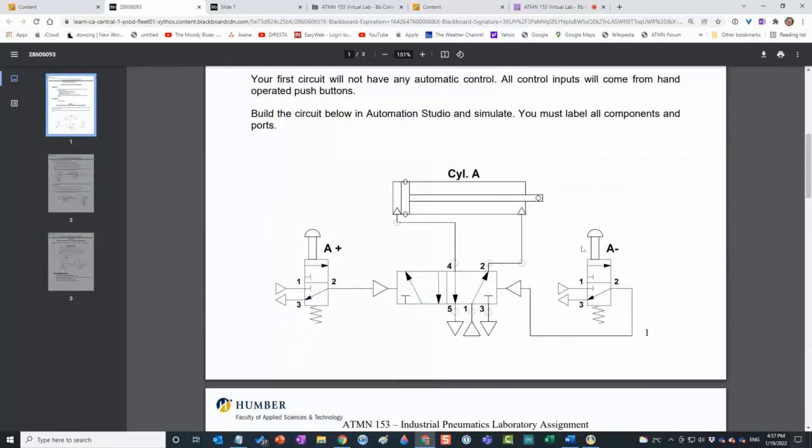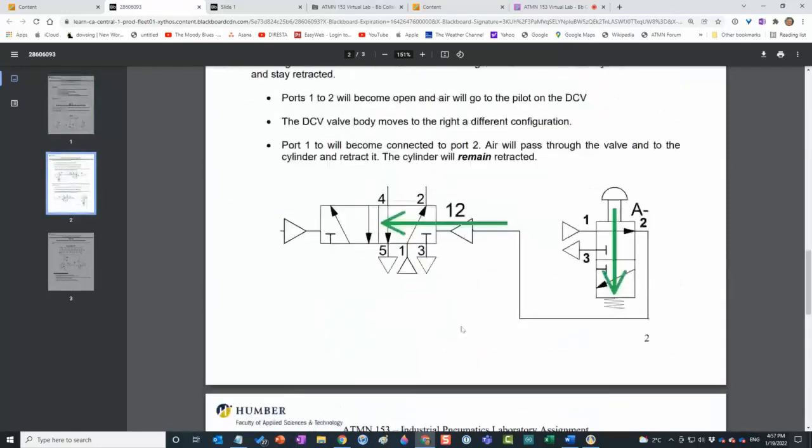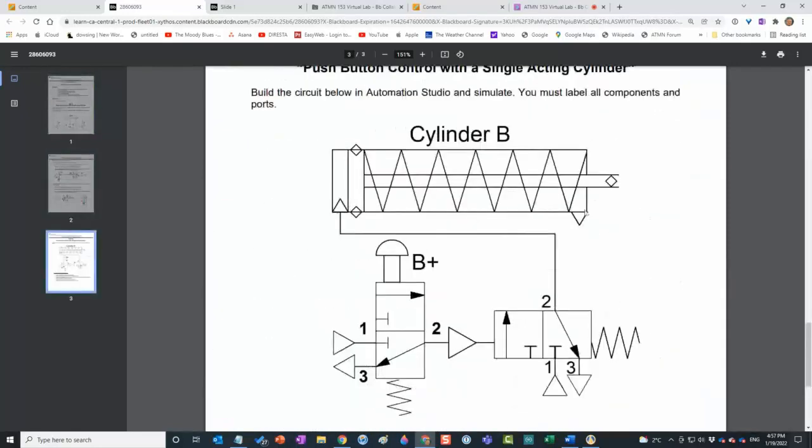In the case of, let's say during retraction, pressurized air goes in here, it comes here and it vents from port 4 to port 5. We need to let the air out. In this case, this side of the cylinder is actually open to atmosphere. Air can sneak in and sneak out, no problem.